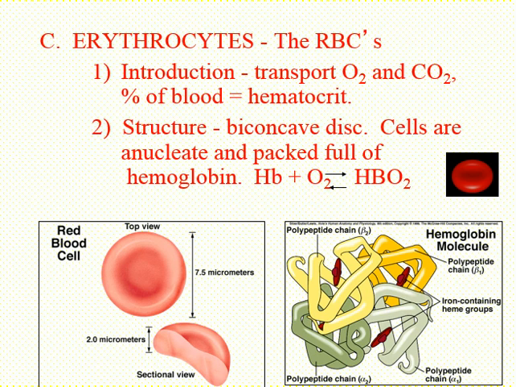If you look at a red blood cell under a microscope, the red blood cells have no nucleus. Right? They are anucleate. Right? So here's a nice diagram trying to show this. No nucleus in the center. They are in the shape of a biconcave disc.